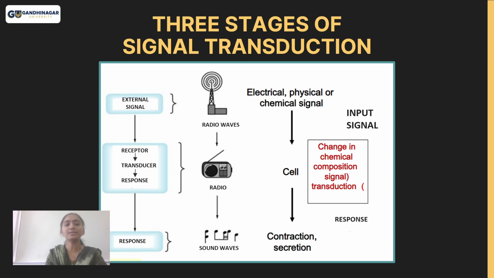The external signals will occur in the form of electrical, physical, or chemical signaling. After that, it goes inside the cell, binding with the receptor site, meaning a specific ligand binds to the receptor binding site. It gives the transduction response either in the form of nerve impulses or in the form of cellular signaling, and it produces the responses via contraction or secretion.